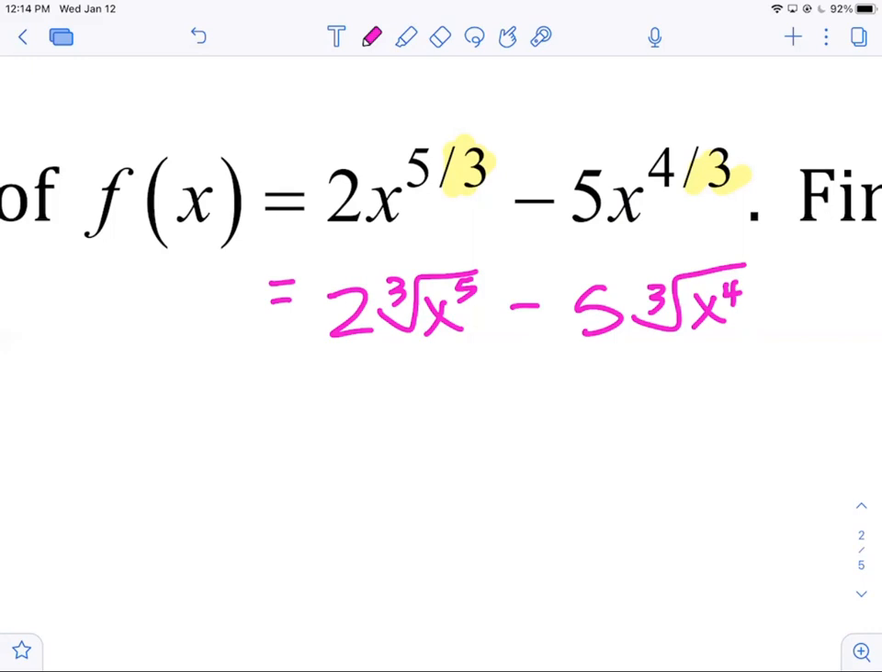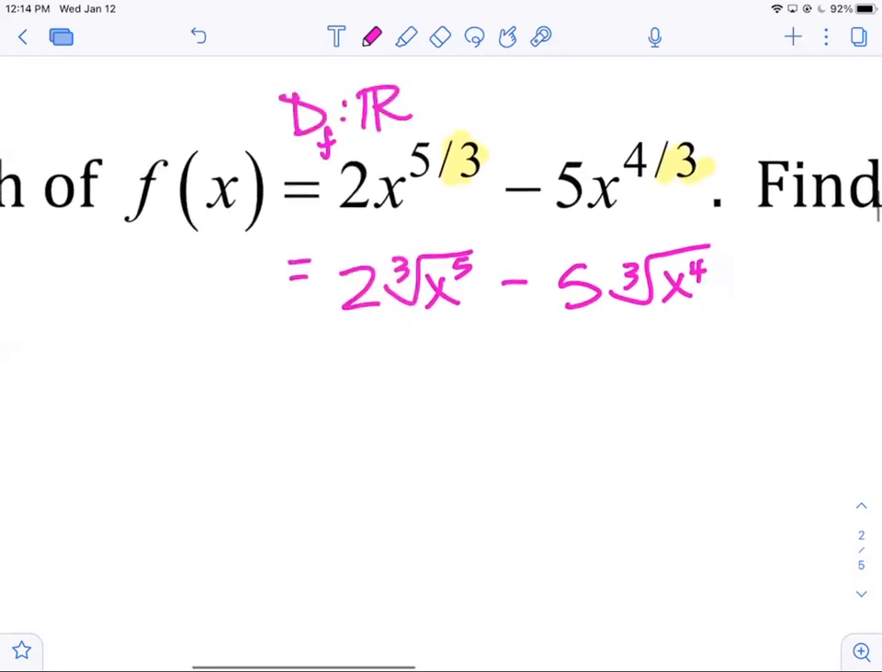In fact, if they had given it to me as the pink version, I could discern that the domain is what? What is the domain? All real numbers, yeah. There's variables under the radicals, but they're odd radicals, and we can have negatives under there, and they're not in the denominator, so there's no division by 0. All right, so now we're ready to go. Let's find the domain.